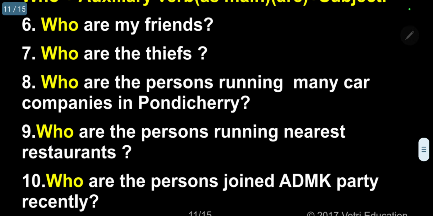So now, continuation of are, I am giving now examples. Who are my friends? Who are the thieves? Who are the persons running many car companies in Pondicherry? Who are the persons running nearest restaurants? Who are the persons joined ADMK party recently? So in this case are is the helping verb, join is the main verb. Joined ADMK. So these are the specific examples for are.